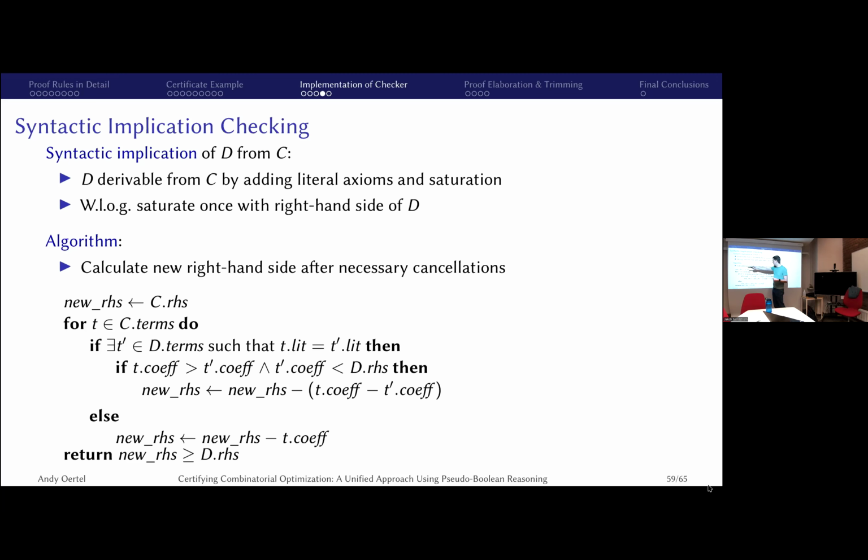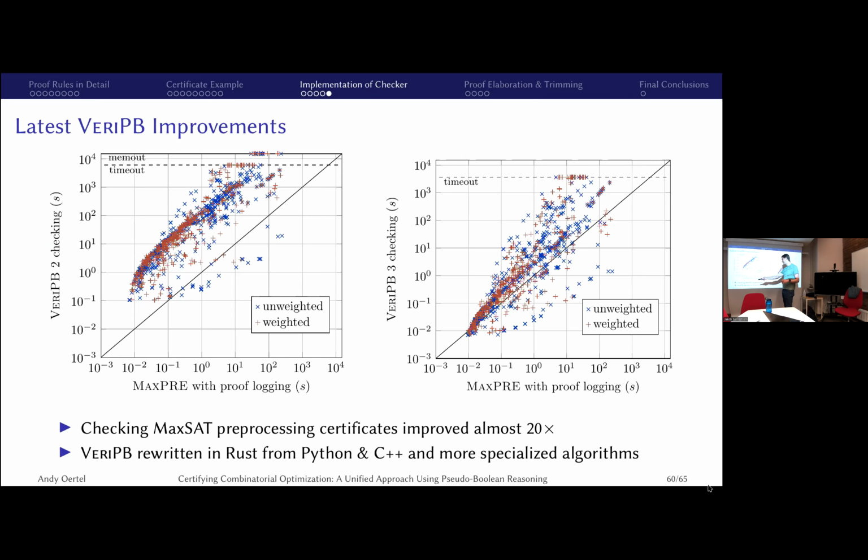And just to briefly show you some performance figures. These are some latest improvements from VeriPB version 2 on the left-hand side, VeriPB version 3. And this is on benchmarks from this MaxSAT preprocessing paper, where the performance improved by almost 20 times. And this was mainly due to changing from a combination of Python and C++ in the implementation to pure Rust, and also having a bit more specialized algorithms with the experience that we have now from designing a proof system.